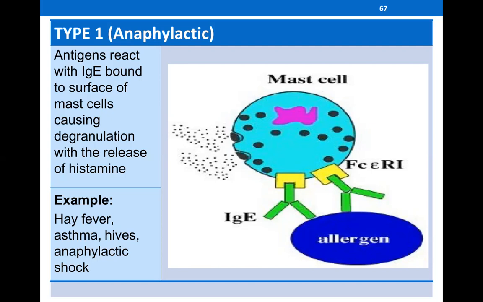Okay, so basically there is allergen reacting to IgE-bound cells in the mast cells, kaya magde-degranulate siya, lalabas na yung histamine.